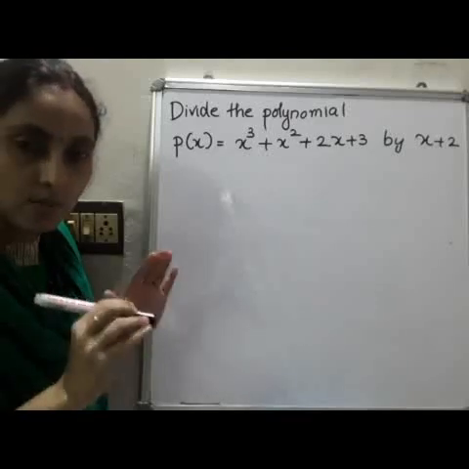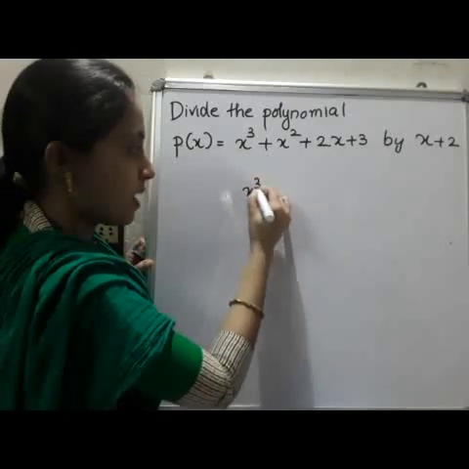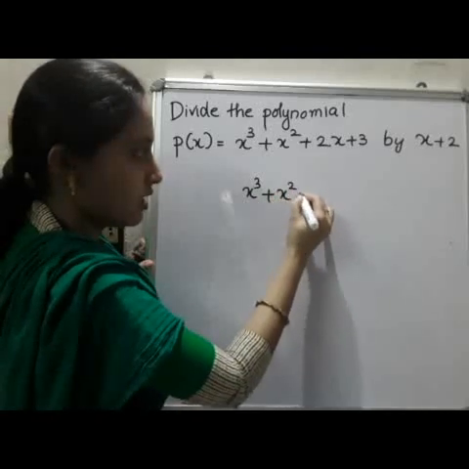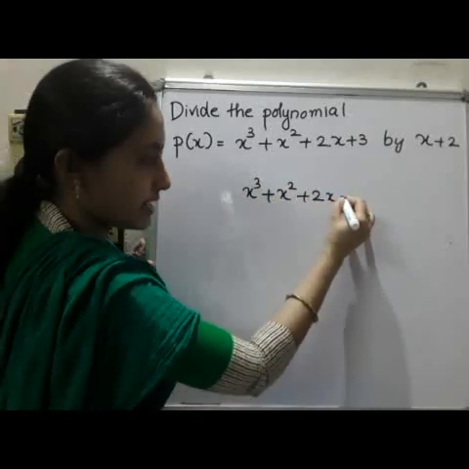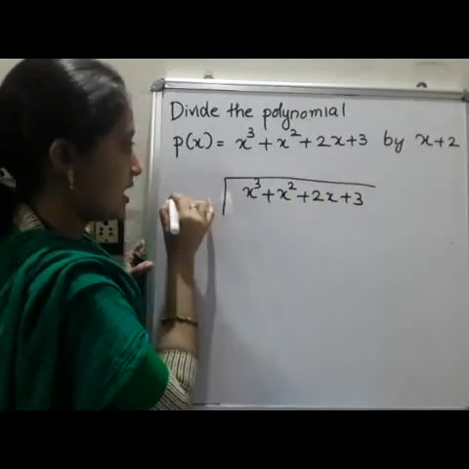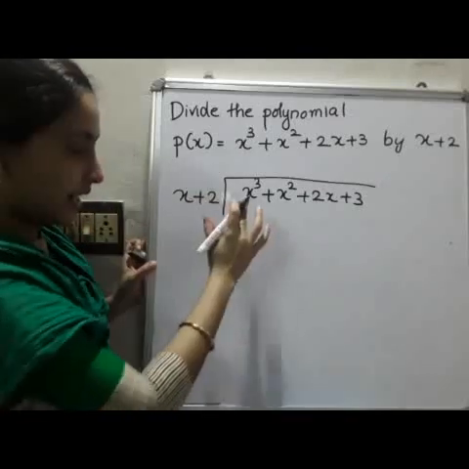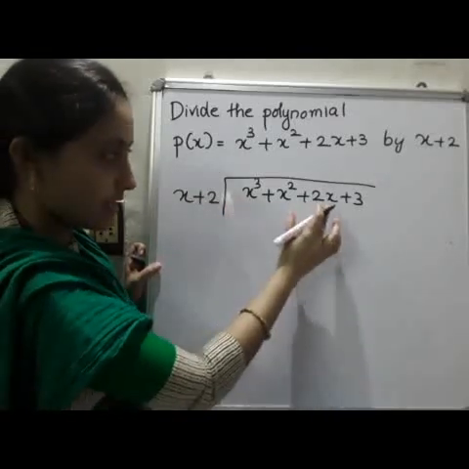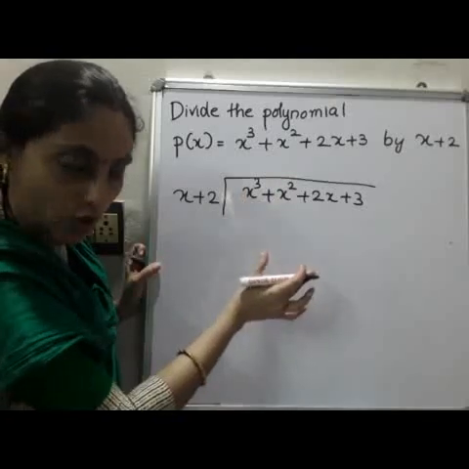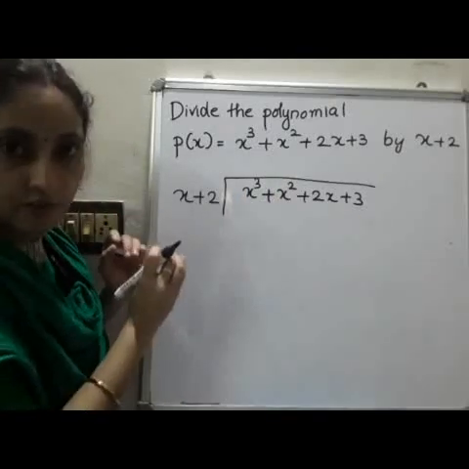Okay, so please stop all your activities and listen here. That is x cube plus x square plus 2x plus 3, normal division, divided by x plus 2. First you have to write like this: x cube plus x square plus 2x plus 3. While you are writing in your notebook, keep space between them, otherwise there will be confusion for you.